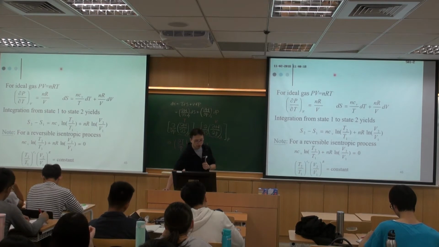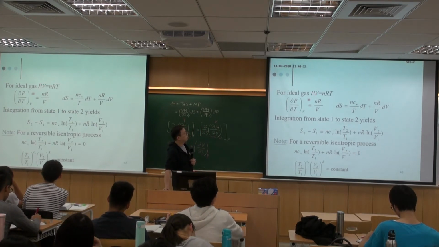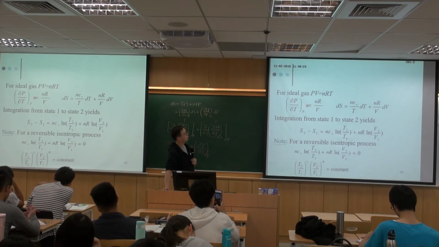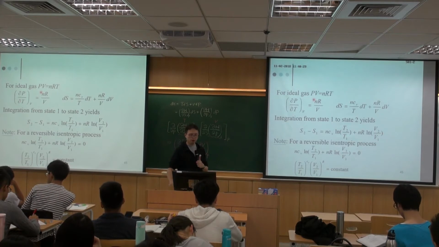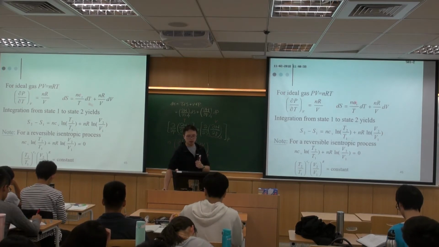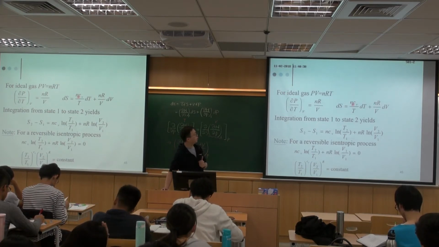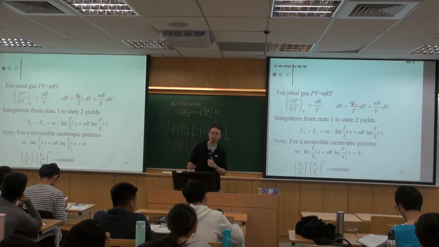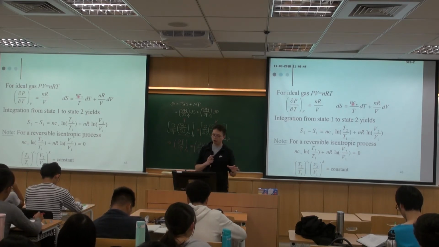And for ideal gas, like I mentioned earlier, it has this ideal gas law. So partial P partial T is fairly straightforward. It's just nR over V. And therefore, dS of the ideal gas is simply these two terms. Of course, they are both proportional to n, because we know that entropy is proportional to the number of particles for the ideal gas.